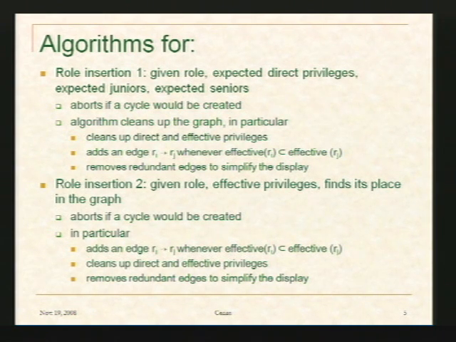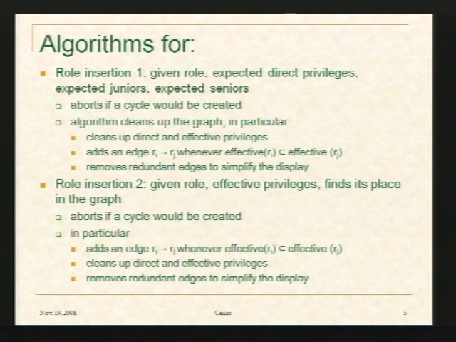We require that the role graph be acyclic. So in all of our algorithms, if we're about to create a cycle, we just abort and return to the previous version of the graph. And when we're done with the algorithms, we clean up. So you may have thought something was a direct privilege, but by specifying a junior, it ends up being an inherited privilege. And so we change the representation of the privilege.